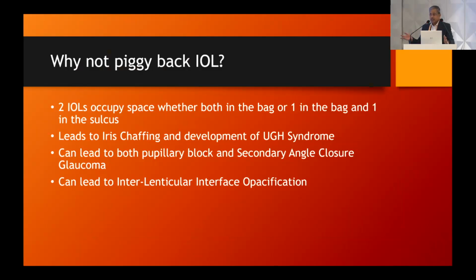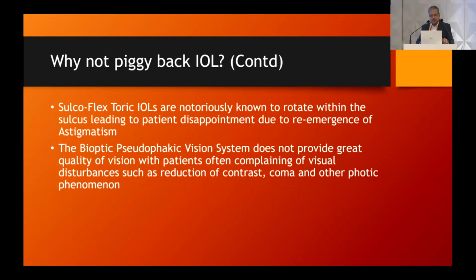Now, why not a piggyback IOL, as my esteemed opponent will speak on? Remember that two IOLs occupy space, whether both of them are in the bag or one is in the bag and one is in the sulcus. This often leads to iris chafing and the development of the UGH syndrome. It can lead to both a pupillary block glaucoma as well as an angle closure glaucoma. And it can also lead to interlenticular opacification. This is well known and documented in the literature.